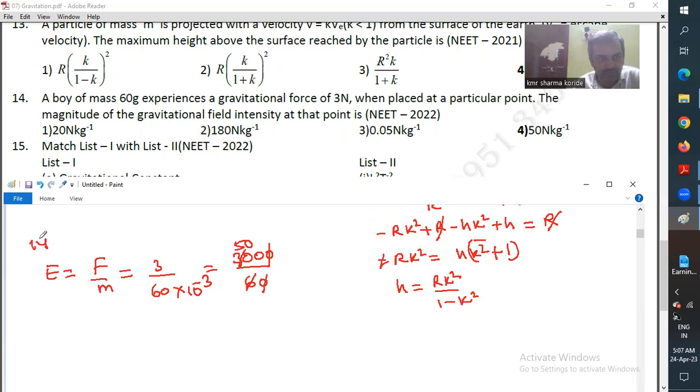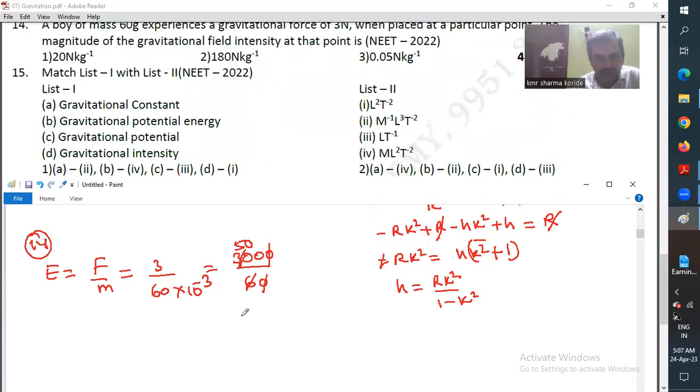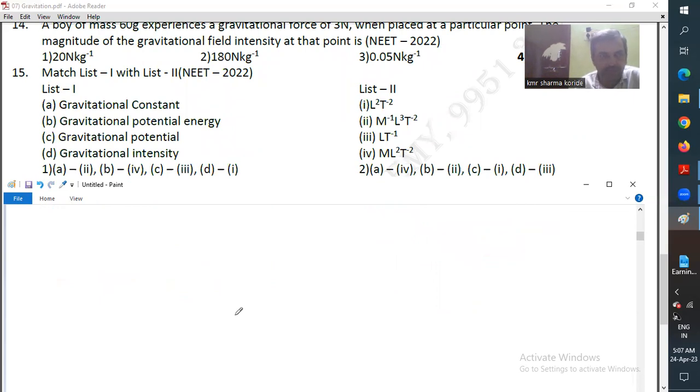This is question number 14. Now question number 15 is a match the following type. They are asking us to match the dimension formulas. The first thing is gravitational intensity, which is force by mass. Let us try to start from the last. Gravitational intensity is force by mass.